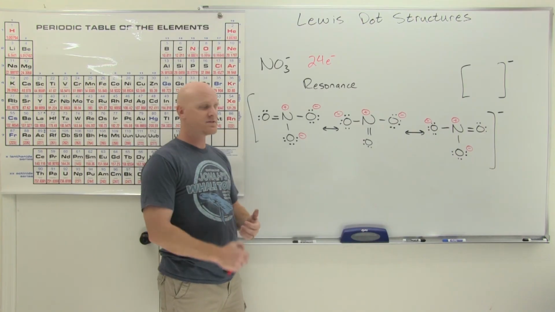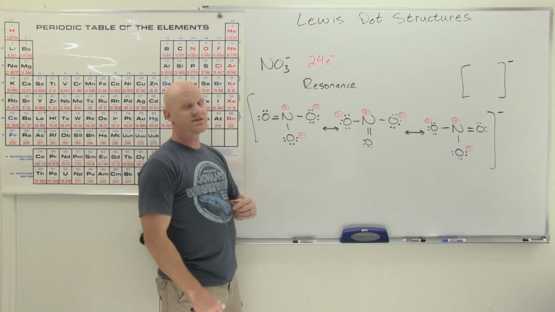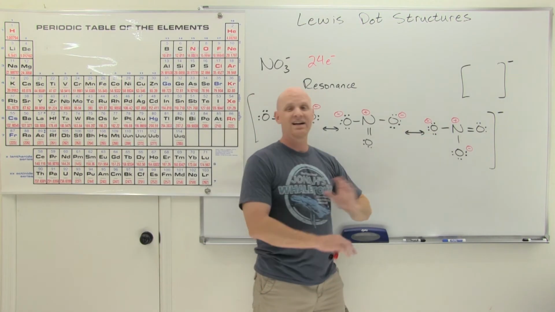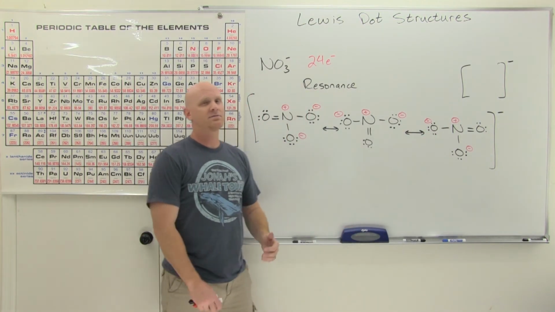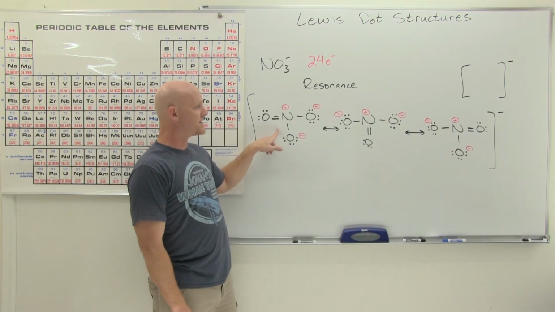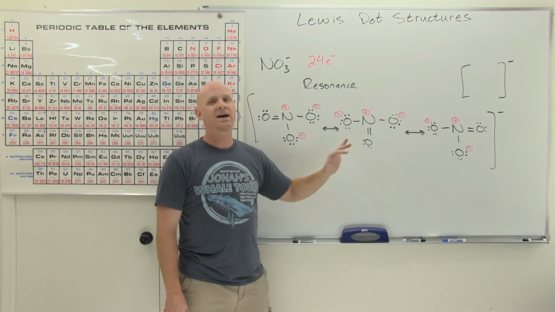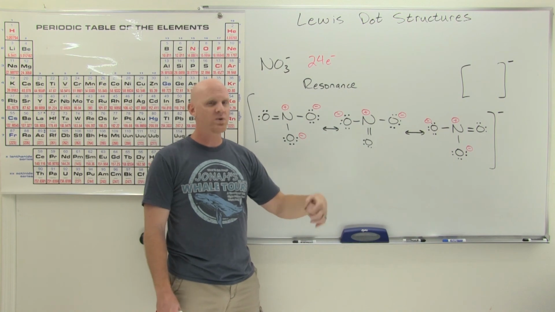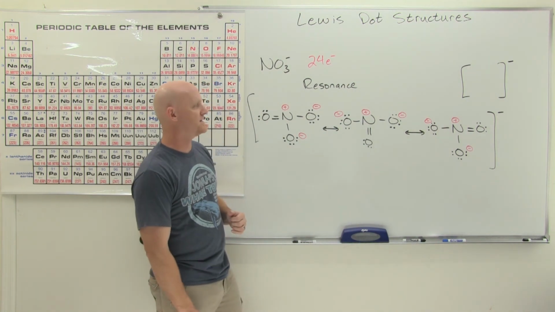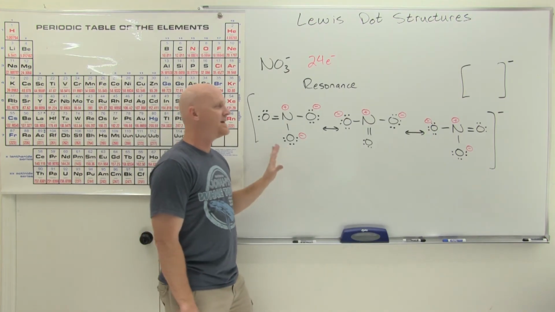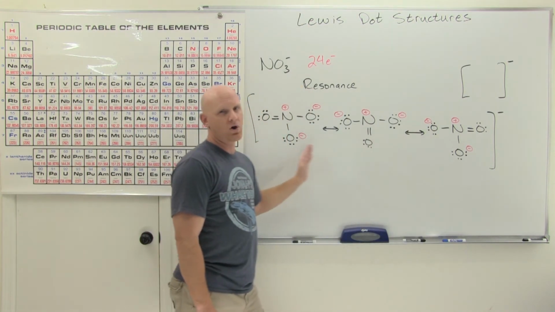It's not like you took a picture of this, at one instant it looks like this, and then you take a picture 1 second later and now it looks like this, and then 1 second later now it looks like this. Not true at all. This lovely ion never looks exactly like this or this or this. We're drawing these resonance structures as a tool to figure out what the real structure of this ion actually is. And it turns out the real structure is an average of all these.